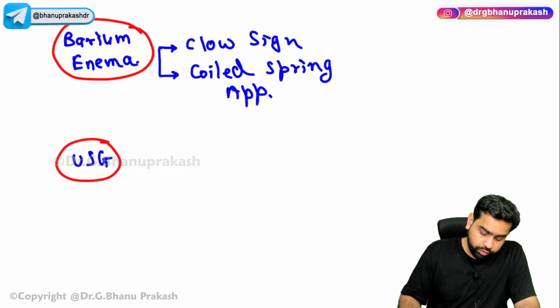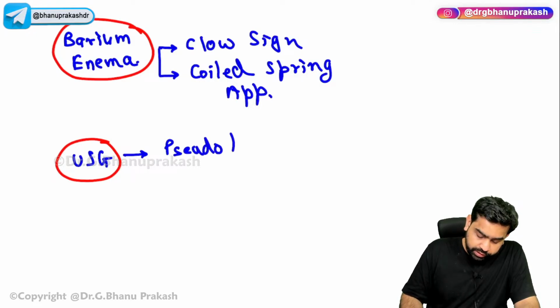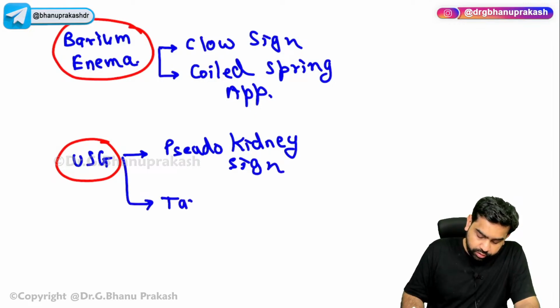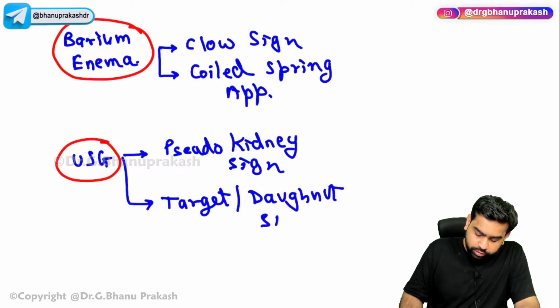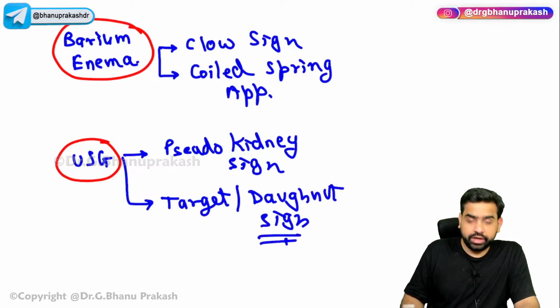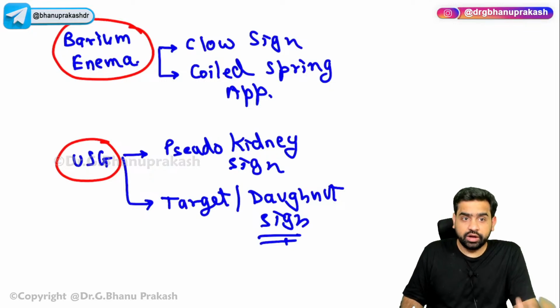On the ultrasound, what you're going to find is a pseudo kidney sign and the target sign. Okay, target or the donut sign and the pseudo kidney sign. This is what you're going to find on an ultrasound.